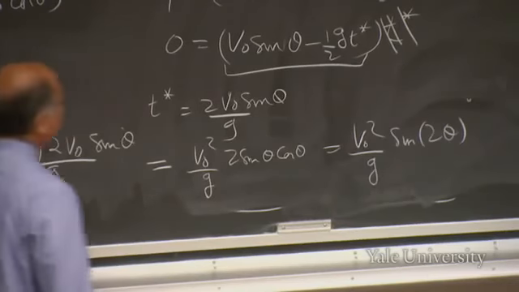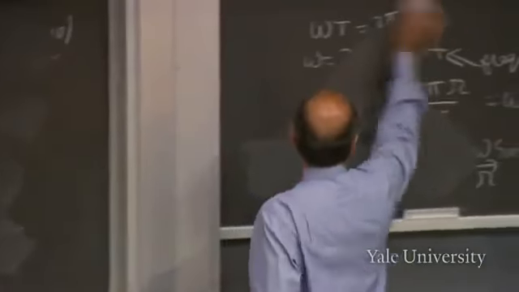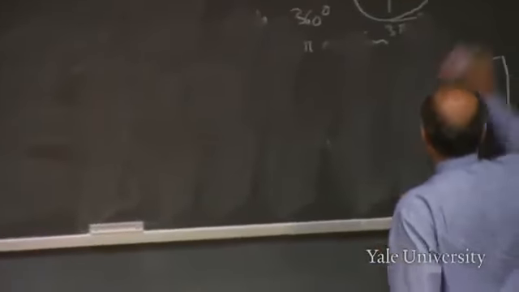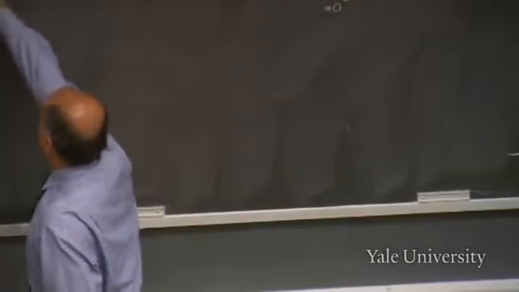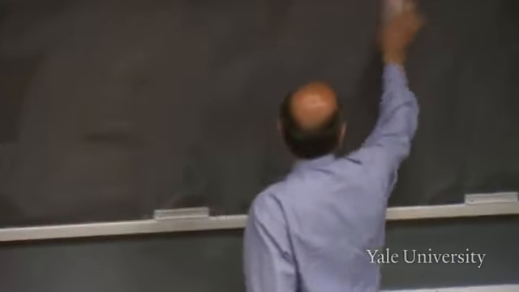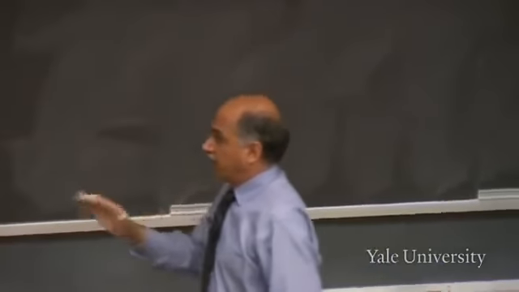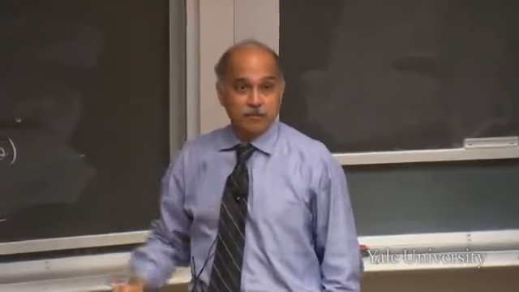Okay, so this tells you exactly what you want. It says make sine 2 theta as big as you want, and that tells you 2 theta is going to be 90 and theta is going to be 45. But it's not from a naive guess that it's halfway between 0 and 90. It turns out to be a result of a fairly complicated balance between the time of flight and the range.